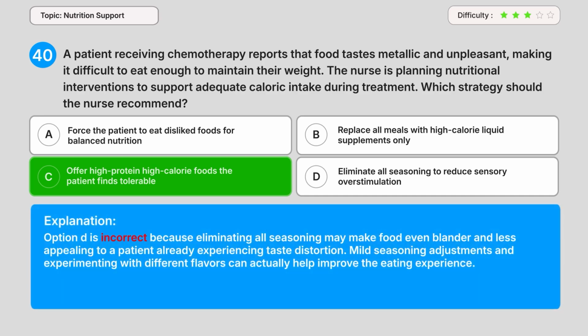Option D is incorrect because eliminating all seasoning may make food even blander and less appealing to a patient already experiencing taste distortion. Mild seasoning adjustments and experimenting with different flavors can actually help improve the eating experience.